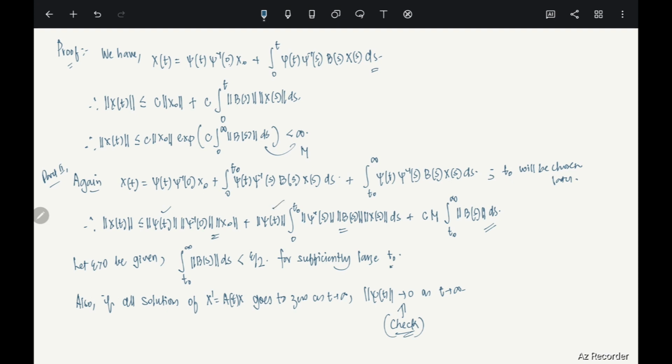Yes. So what we can say is, essentially, this is a bounded quantity. So we can take this part and this part, and the sum of that I can make less than epsilon by 2. That's what we are saying. So I will just write it: the sum of the first two terms can be made less than epsilon by 2 for large enough t.